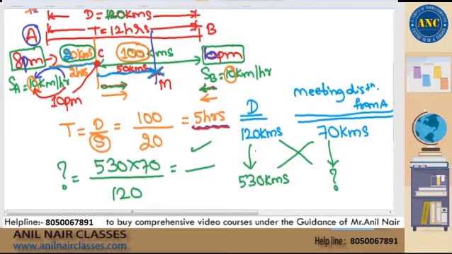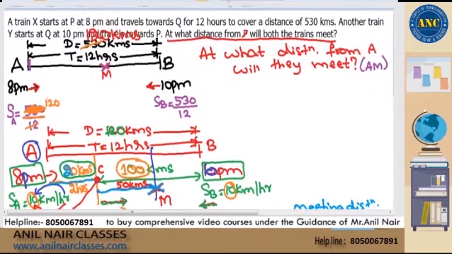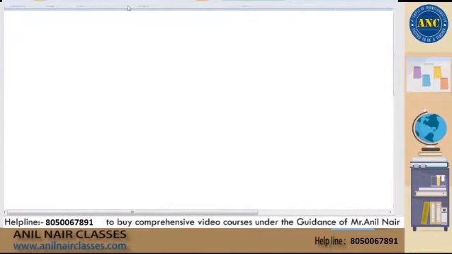Next question. Next one. See here, sir. This question says, at what distance from A will they meet? They are asking you the distance. Suppose, another question I will take. Suppose, for example, I will explain the question with a diagram.